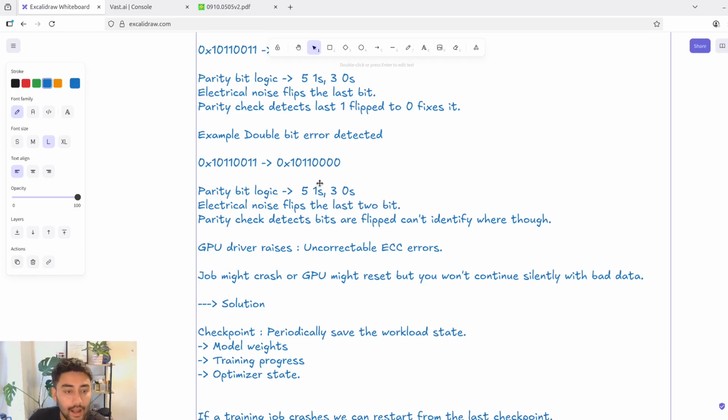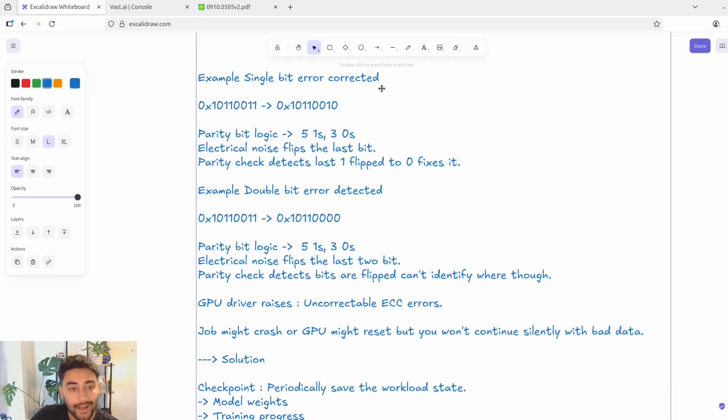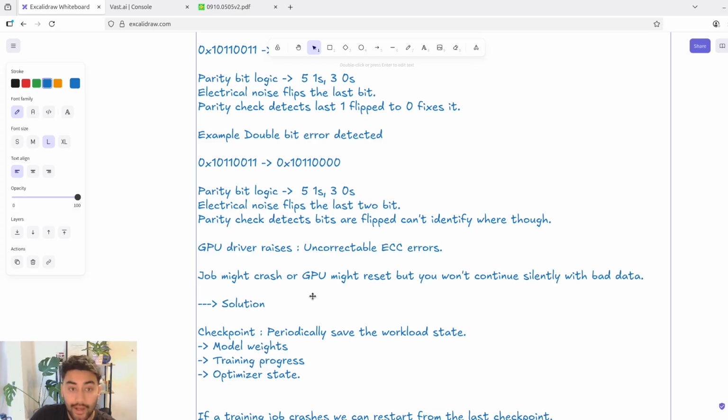So in this case, what happens is the GPU driver raises an error called uncorrectable ECC error. In this situation, your job might crash, the GPU might reset, but at least you won't continue silently with the bad data, which might have bigger problems, right? So if it's a single bit error, it gets corrected with ECC, with the parity bit logic. If it's a double bit error, then it's detected, but not corrected, right?